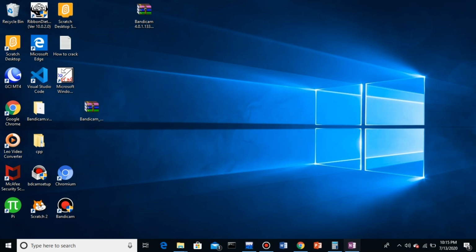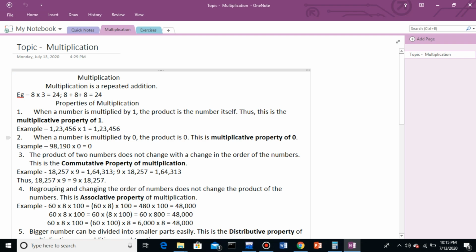Today's video will be about multiplication. So let's move on to it. Now multiplication is a repeated addition. How? If we do that, 8 3s is 24. So if we do 8 3 times, that is 8 plus 8 plus 8 equal to 24. So you can see that multiplication is repeated addition. If we add 8 3 times, then the answer is the same.